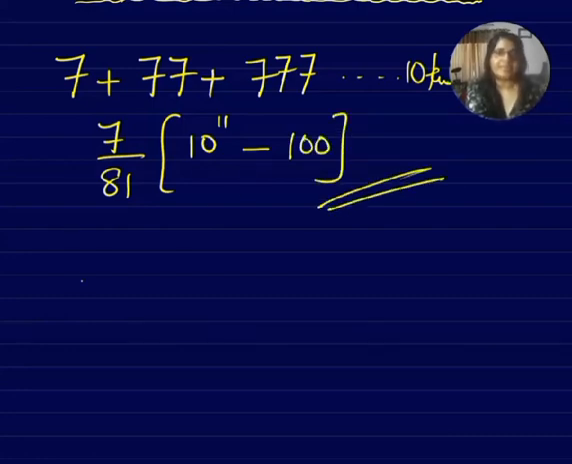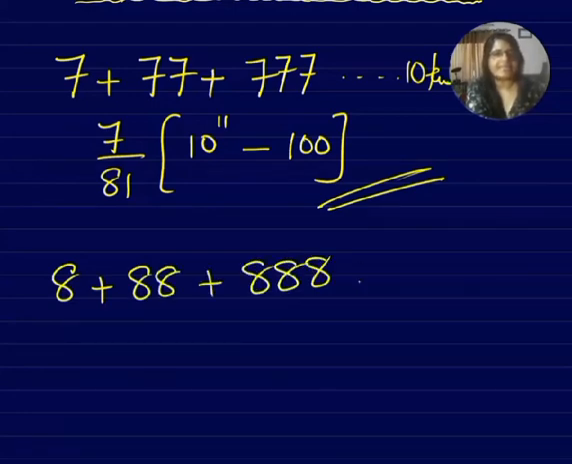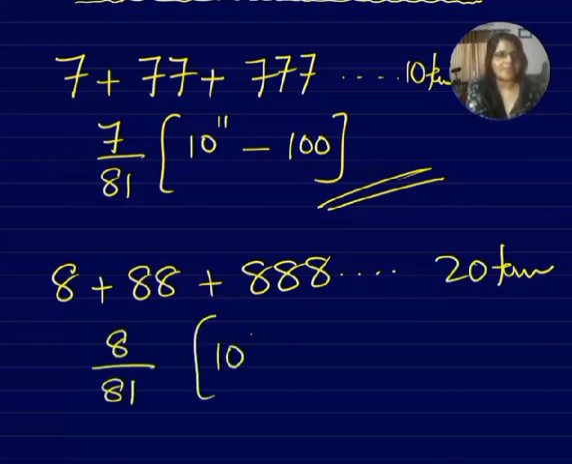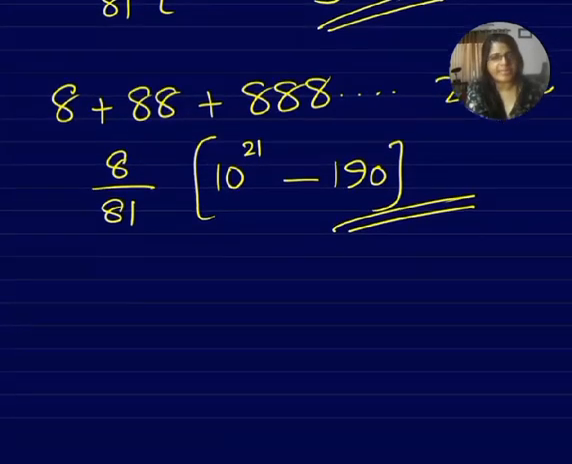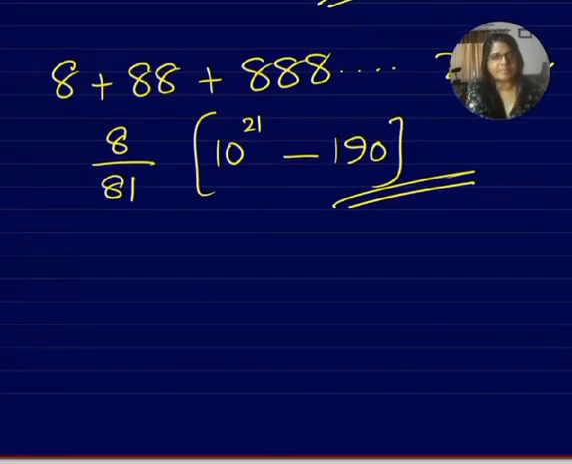Is that okay? So if you want it for 8 plus 88 plus 888 up to 20 terms, then what will you do? 8 over 81 times 10 to the power 21 minus 9 times 20, which is 180, plus 10, which is 190. Can you see how fast we can get these answers without even doing much?